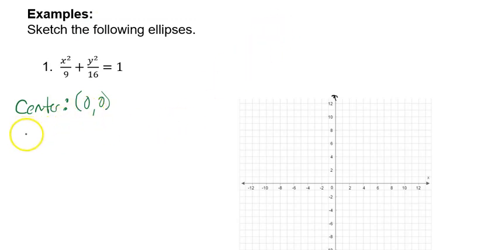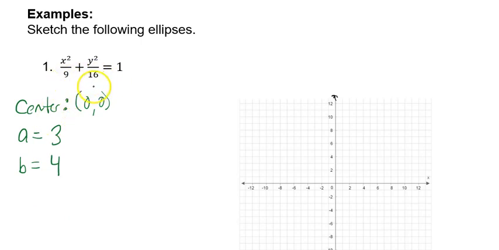The next thing I want to find are my a's and b's. So a, I'm going to look under x every time, and I'm going to take the square root of that number. So what is the square root of 9? 3. So a would be 3, and b would be, under the y value, you take the square root of that number, so b would be 4 because the square root of 16 is 4.